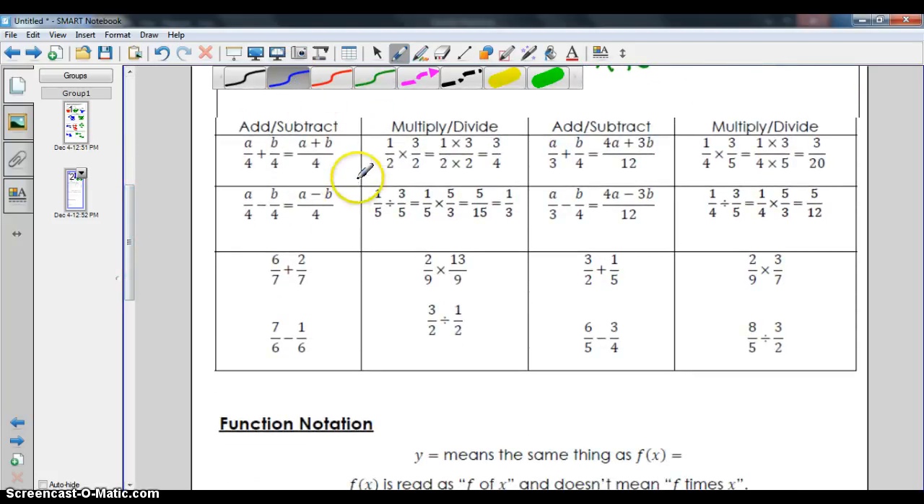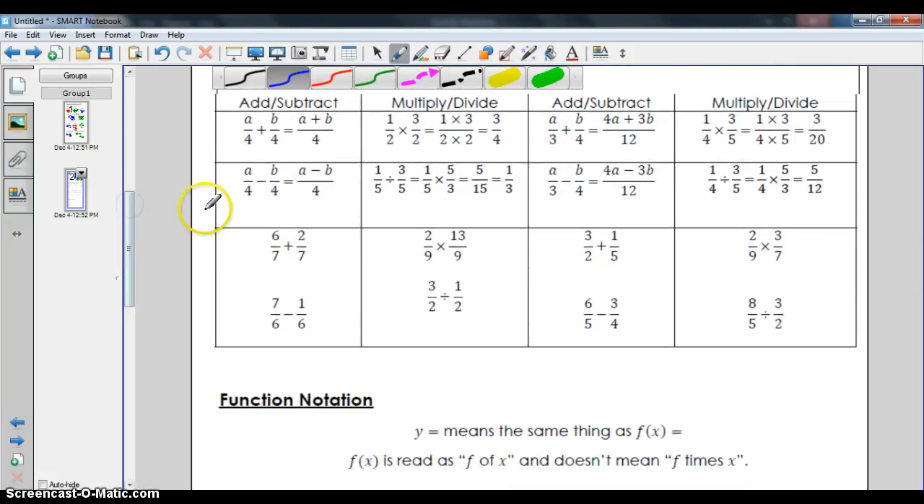Okay, let's take a look at some fractions. When they have the same denominator, it's really easy. You keep that same denominator and you just add the numerators. So here we would wind up with 8/7, and then on the bottom here, keep that denominator and subtract 6 over 6, or 1.